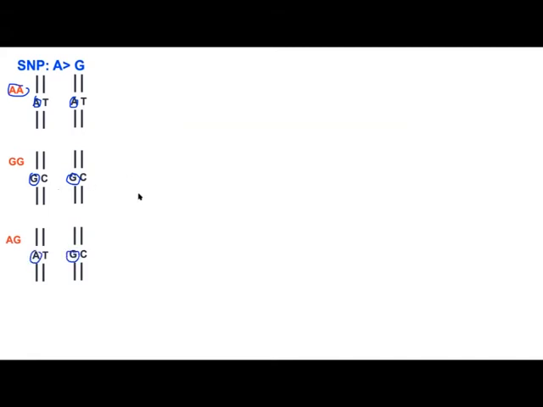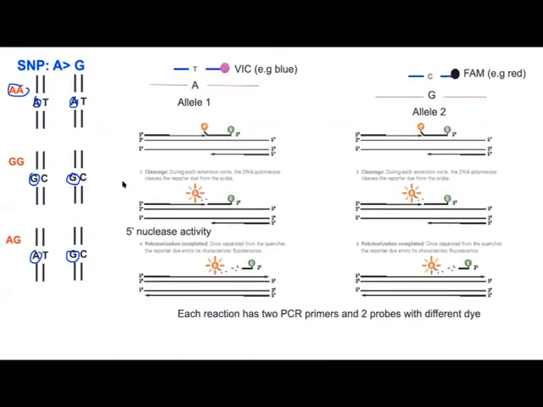So how do we answer this using real-time PCR? What you need to do, if this is the location, is design a forward primer and a reverse primer. So you're going to have a tube. You put the DNA sample of that individual, and then you put in a forward primer and a reverse primer. And then you're going to add 2 probes, 1 probe for each of the alleles.